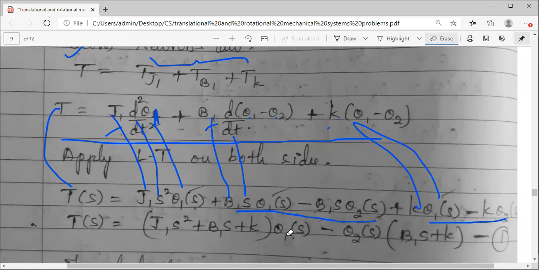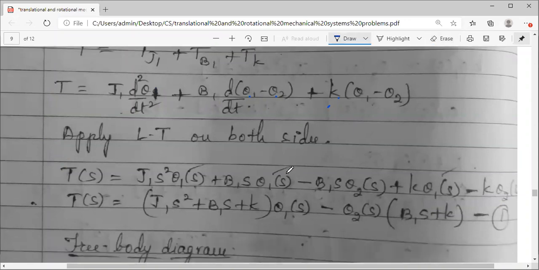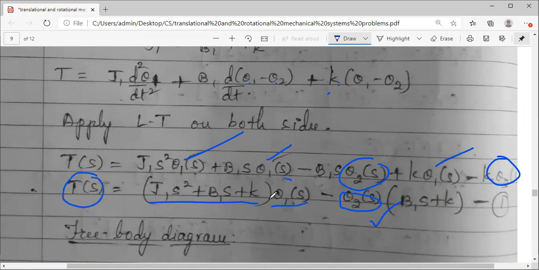Now again, clubbing all theta 1 terms at one side and theta 2 terms at the other side, just like we did in translational systems, all x1 terms at one side and x2 terms at the other side. So doing that, theta 1, 1, 2, 3, 3 terms are together. So I have written the coefficients taking theta 1 common. And similarly, theta 2, there are 2 terms, so I have taken theta 2 common. This is your equation 1. Actually, for the transfer function, I want the ratio of theta 2 by T. But this theta 1 is one additional term, so I need to eliminate this. Let's see how I can do it.